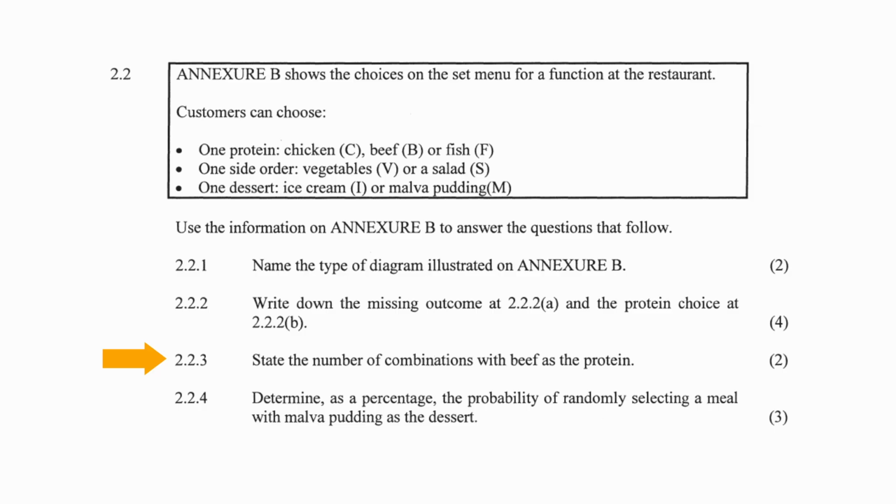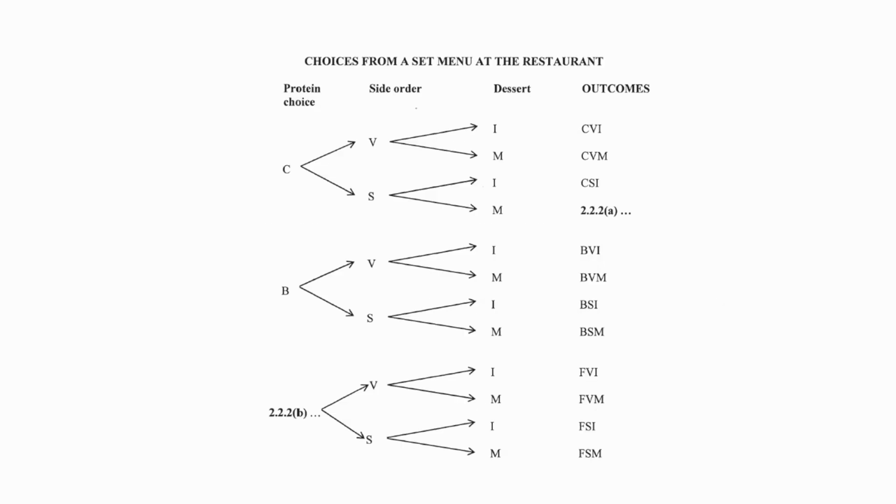In question 2.2.3, you have to state the number of combinations with beef as the protein. From the tree diagram, the number of combinations with beef is 4.